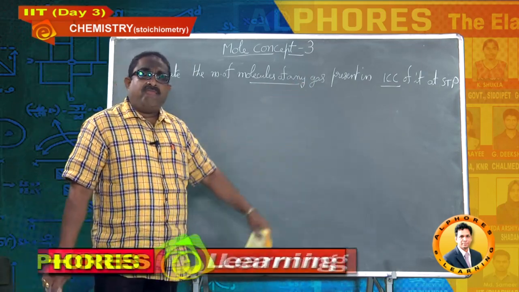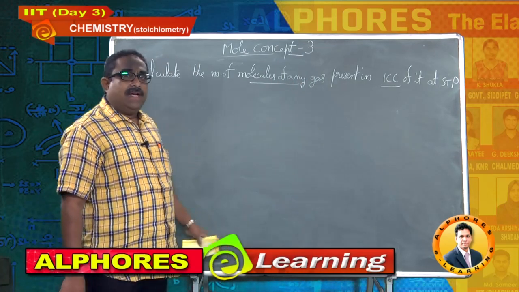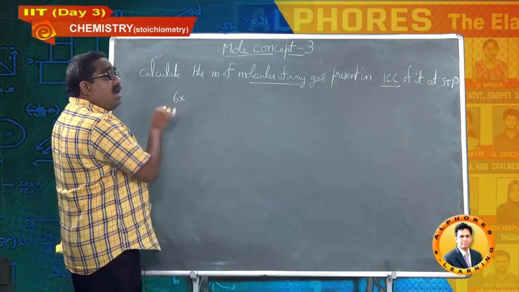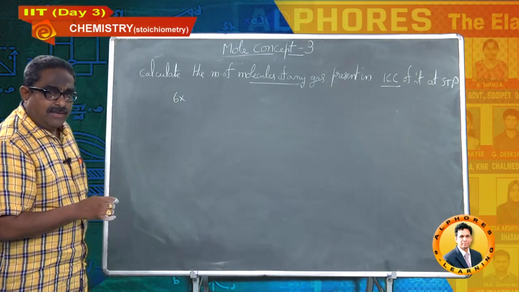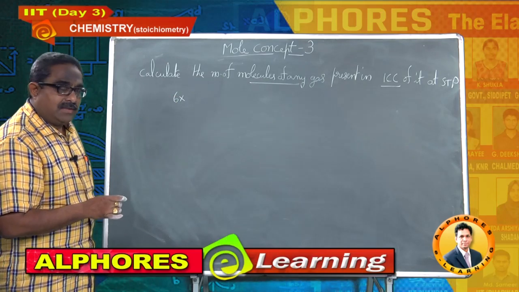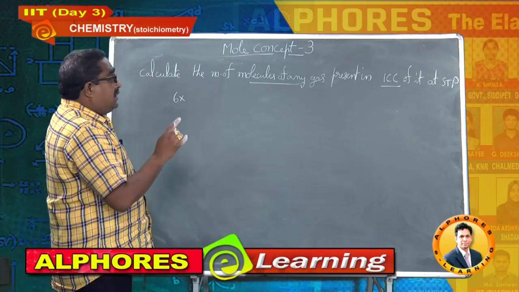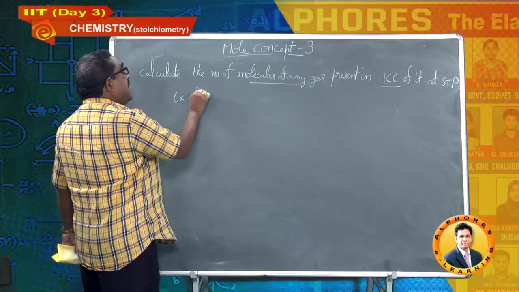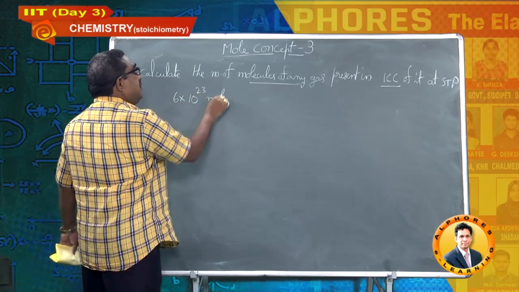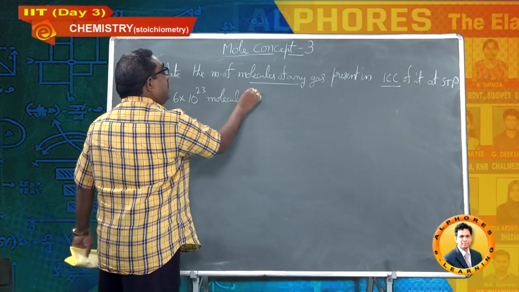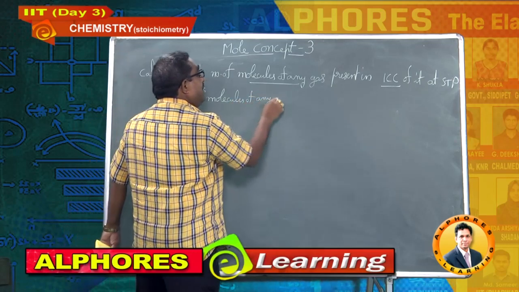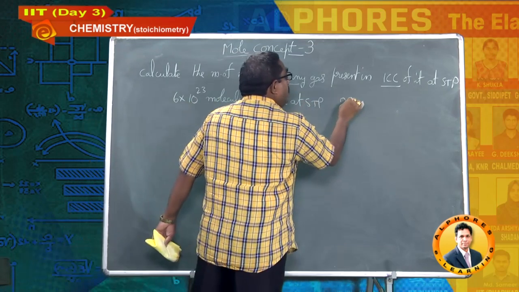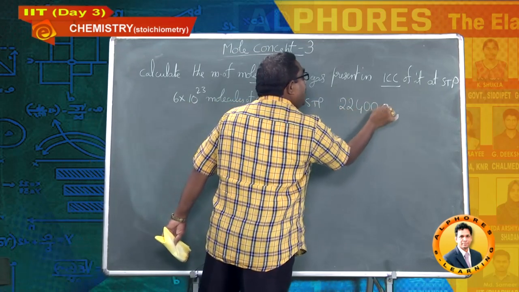Based on the GMV concept, we can calculate this. We can write like this: 1 mole of any gas at STP occupies 22.4 liters. Students, don't forget to copy it down. Right. 6 into 10 power 23 molecules of any gas at STP occupy 22,400 cc.